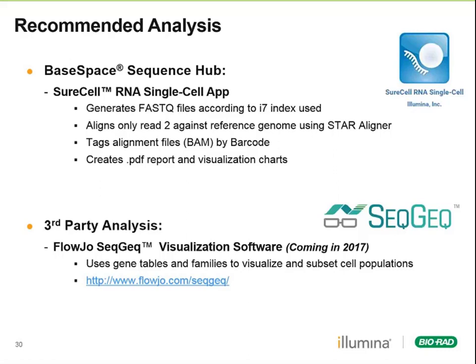This generates alignment files or BAM files that would be tagged by the barcode sequence. And then the app is really great. It creates a PDF report and a variety of visualization charts. If you're interested in looking further at specific subpopulations, we've collaborated with FlowJo on the SeqGeq visualization software. This is coming later in 2017, and I've provided a link here where you can learn more.